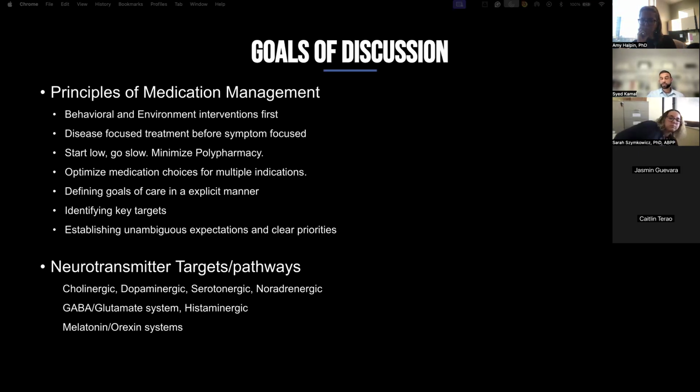So we'll talk a little bit about some of the targets and pathways. So we'll talk about these systems: the cholinergic system, dopaminergic system, serotonergic, noradrenergic, GABA, glutamate, histaminergic, melatonin, and orexin. These are all systems within the brain that we try to target with medications. And I have my frustrations about the imprecise nature of a lot of our medications, but at the same time, this is the best we have currently. Hopefully we'll do better in the future with transcranial magnetic stimulation and DBS and things like that. But right now, these are the tools that we have available to us.